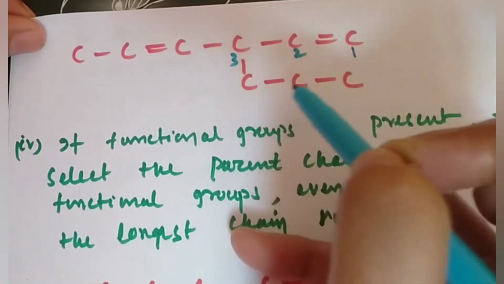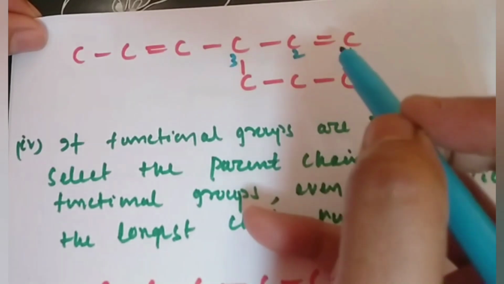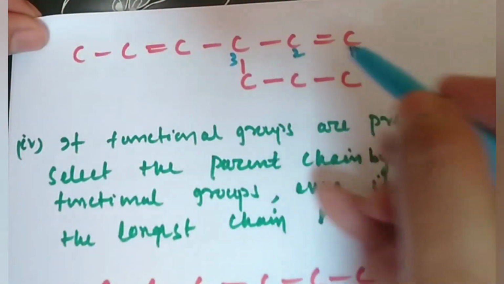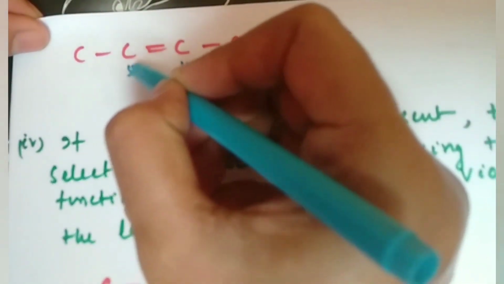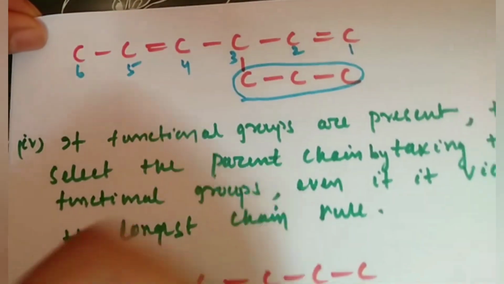But if I proceed to this side, this one is excluded. But I have to take all the multiple bonds in the parent chain. So 1, 2, 3, 4, 5, 6, and this is your substituent. Okay, so this is the correct way to proceed.